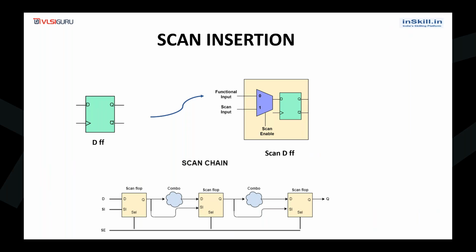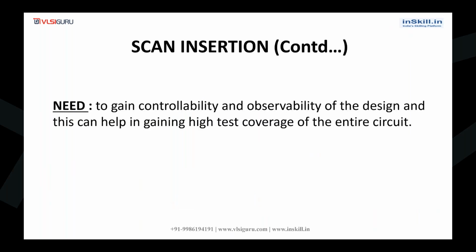And why do we need to do that? Why do we need to convert all the normal flops into scan flops, and stitch the scan flops into a scan chain? We do this in order to gain controllability and observability of the design, which means we go for scan insertion in order to easily control and observe our design. What does that mean? We'll try to understand it with the help of a small example now.